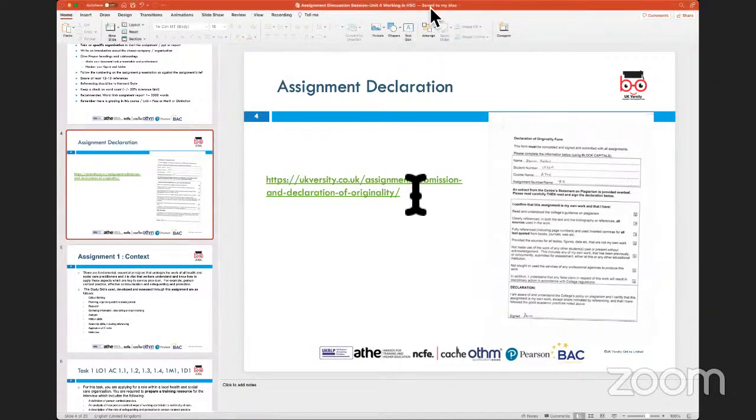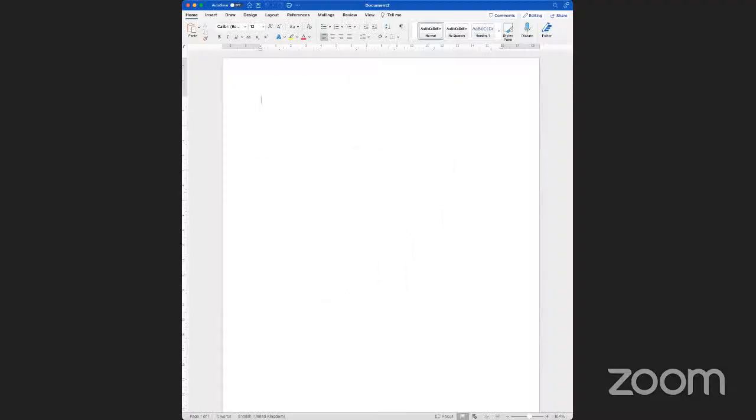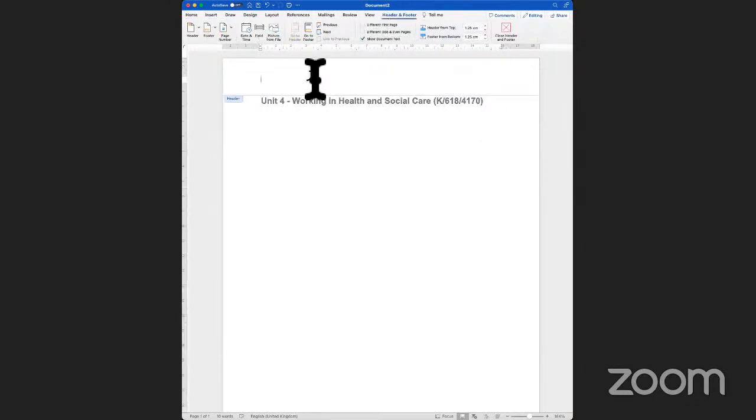Now, very briefly, before I start, what I would want to do is show you exactly how I would go about compiling an assignment. So a couple of things. As you can see, it's a blank Word document. What I'm going to do is put the first thing here, the name of the unit. I'm going to click on the footer.